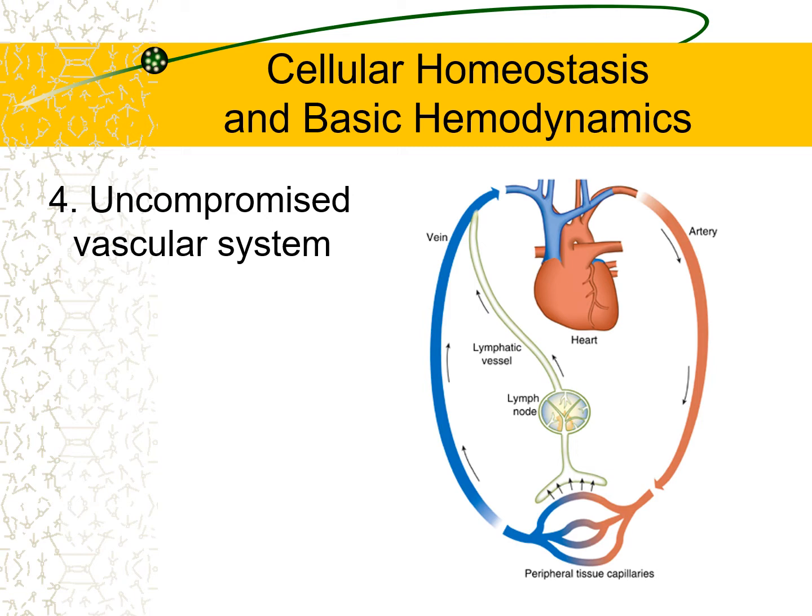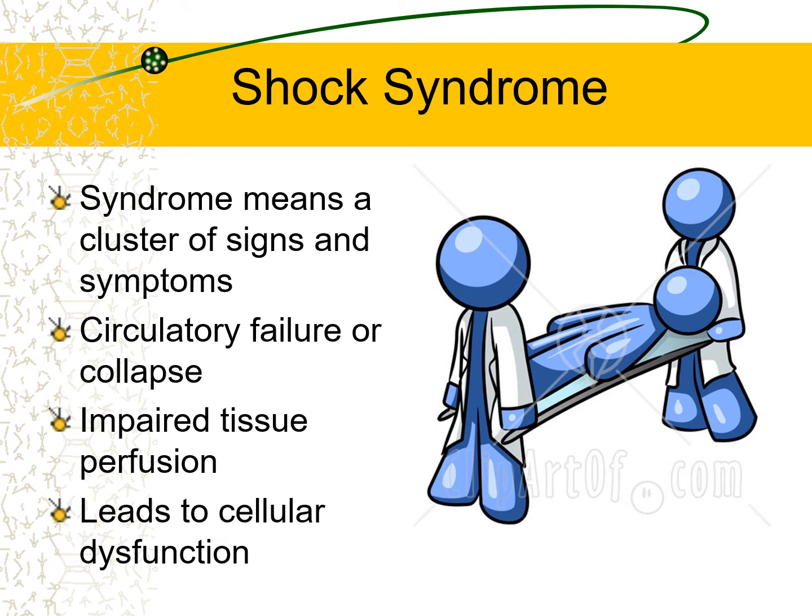So when tissue perfusion is inadequate, normal cellular metabolism cannot be maintained. If inadequate tissue perfusion is severe enough or of long duration, hypoxia and cellular death occur. Syndrome means a cluster of signs and symptoms. There is impaired tissue perfusion, which leads to cellular dysfunction. So shock is more than just low blood pressure.